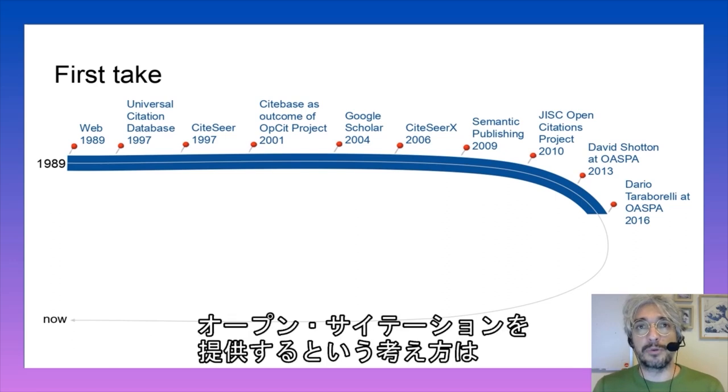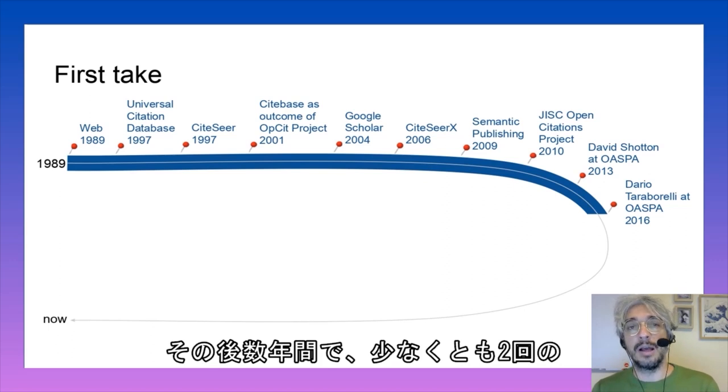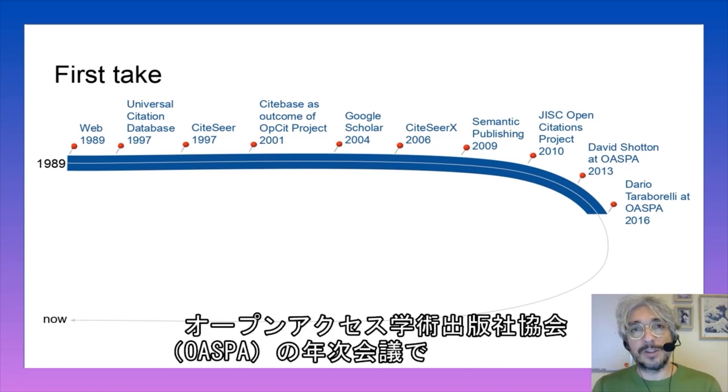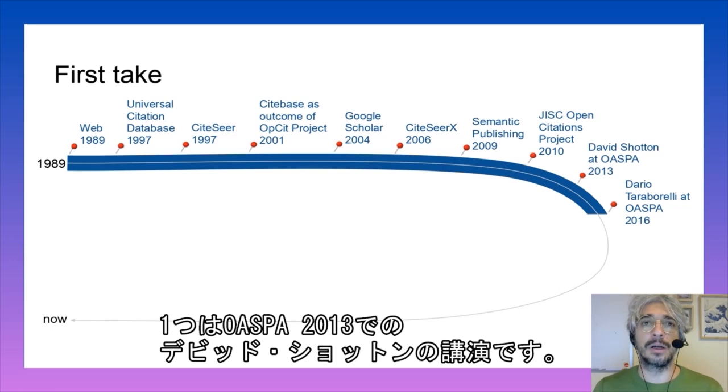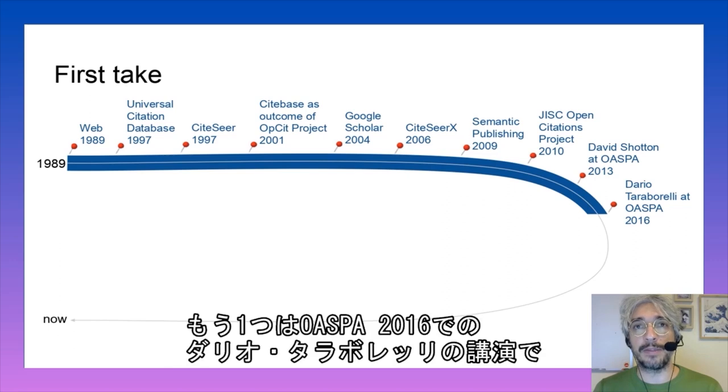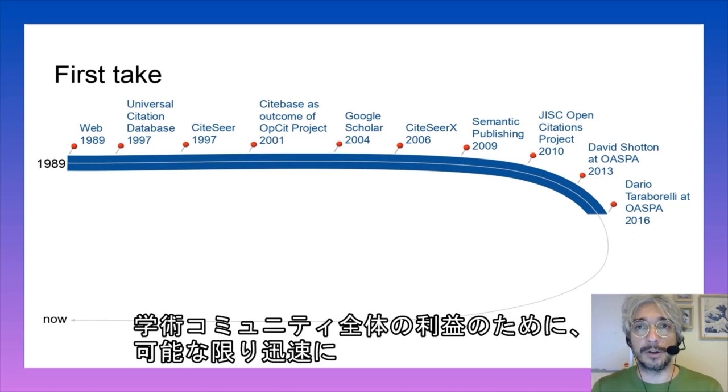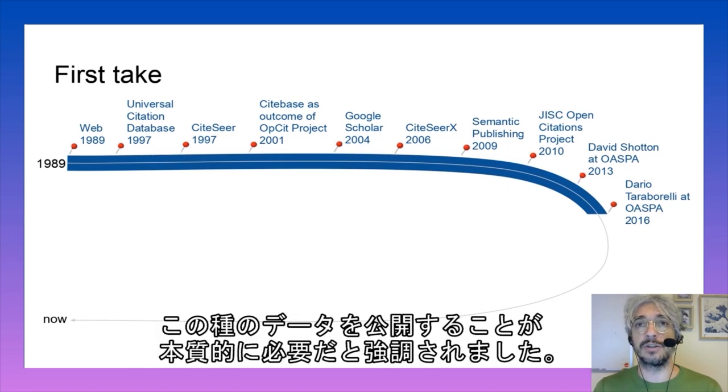The idea of providing open citations was spread to the scholarly and publishing community in the following years, at least in two different editions of the annual conference of the Open Access Scholarly Publishers Association. The first talk was by David Shotton at OASPA 2013, and then Dario Taraborelli's speech at OASPA 2016, where Dario highlighted in particular the essential need to release this kind of data as soon as possible for the benefit of the whole scholarly community.